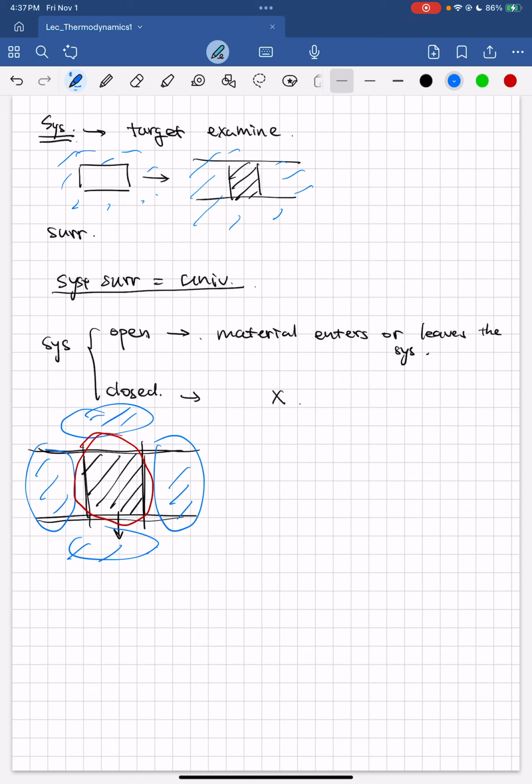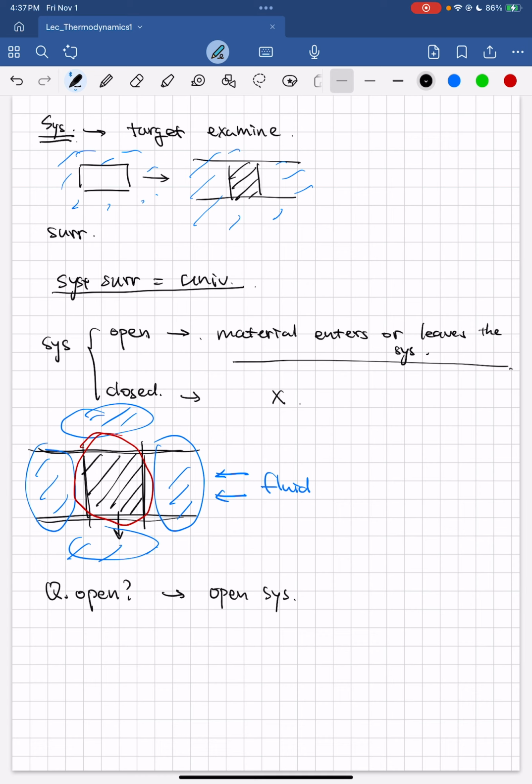All right. Now, fluid is gonna come into this system. Is this open or closed? Well, of course it's an open system, because it's very simple, right?